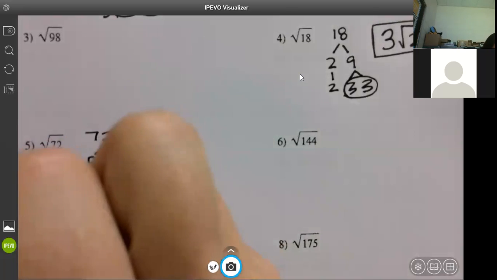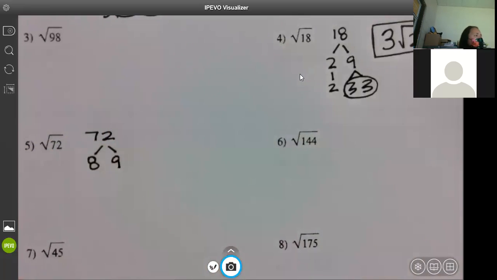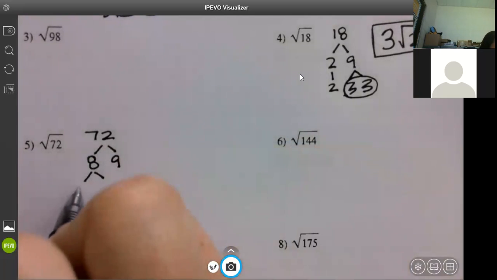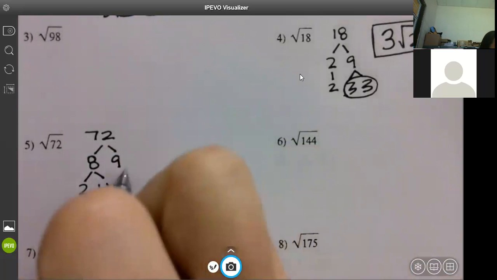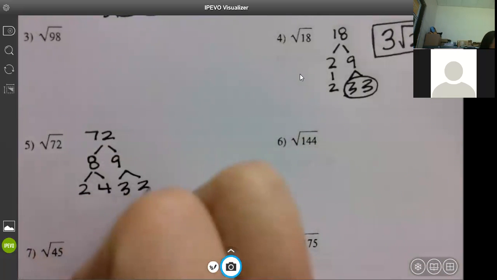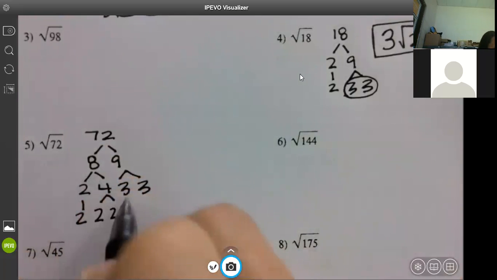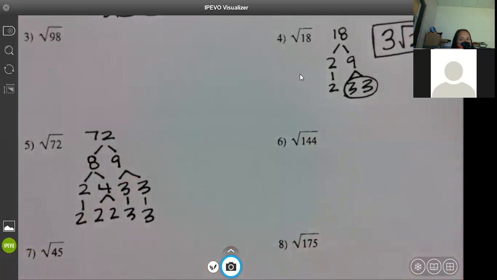I like 8 and 9 because they're a lot smaller to break down. Could you use the other factors? Absolutely. Pick whatever factors you want. 8 breaks into what? 2 and 4. 9 breaks into 3 and 3. 2 will not break down. 4 will break down into 2 and 2. Bring down your 3 and bring down your other 3 because it will not factor either.